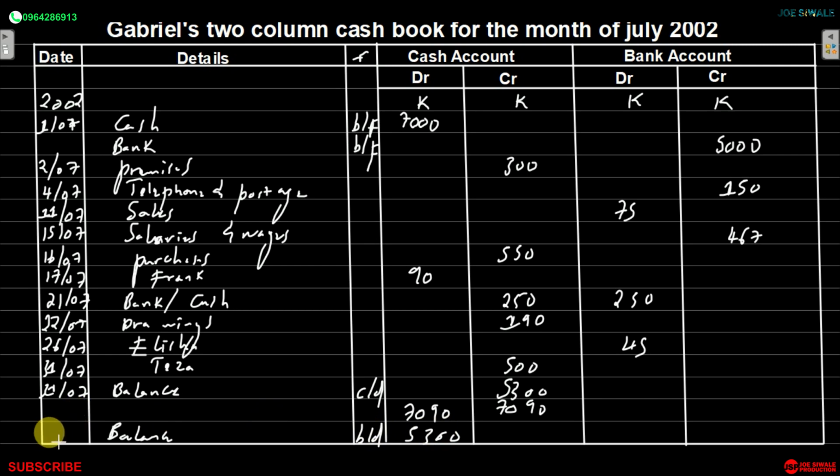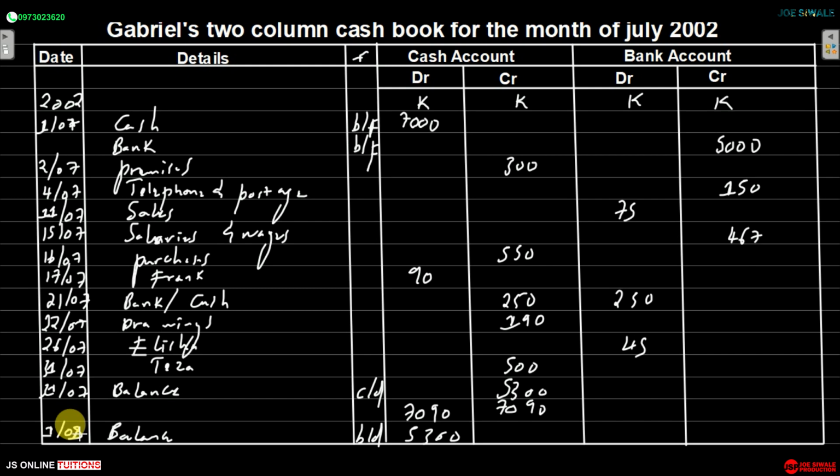So the first day of the next month, which is 1st of August. Then we'll go to the bank account. To the bank account, we're going to add 75 plus 250 plus 45. So the answer there is 370.